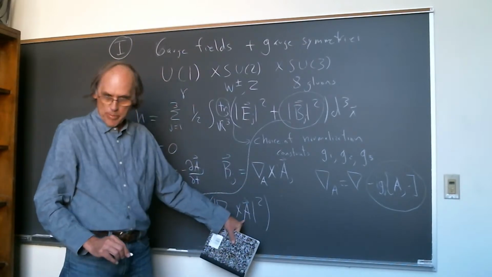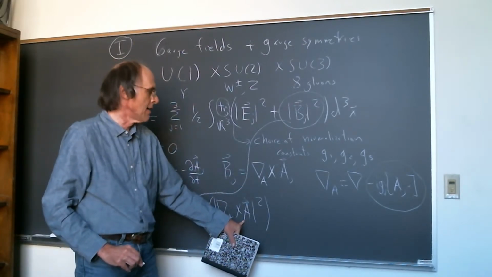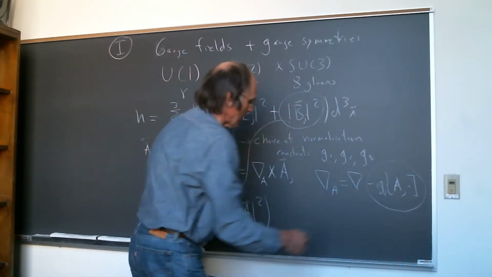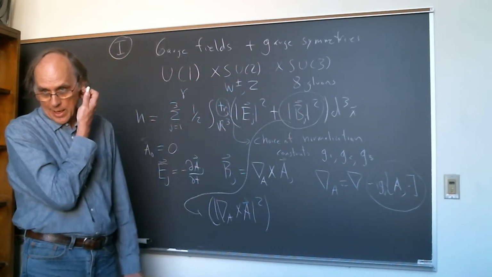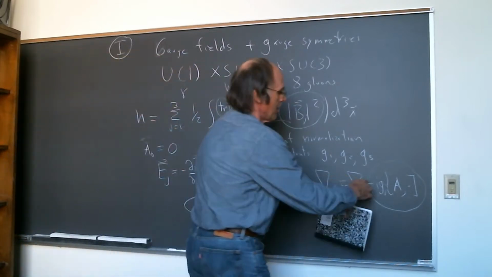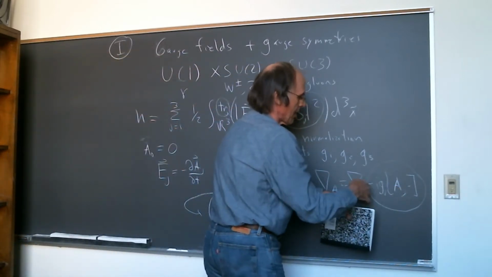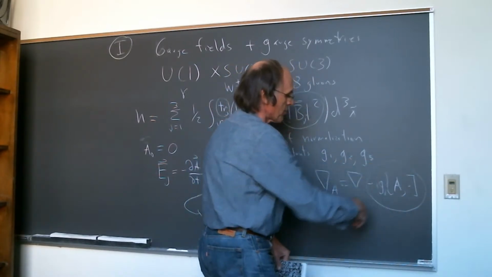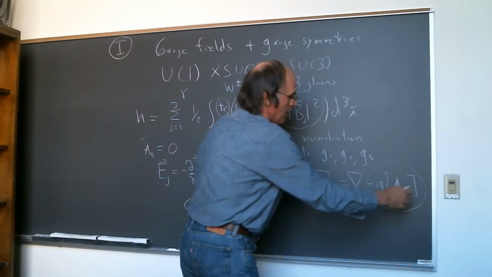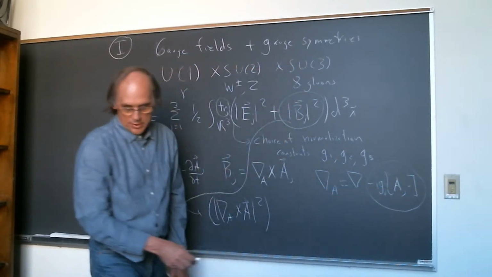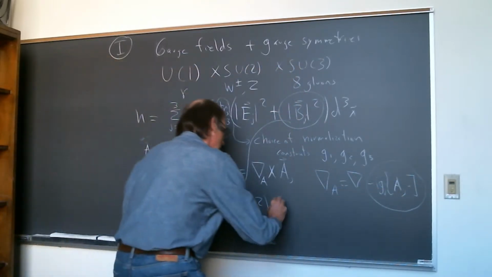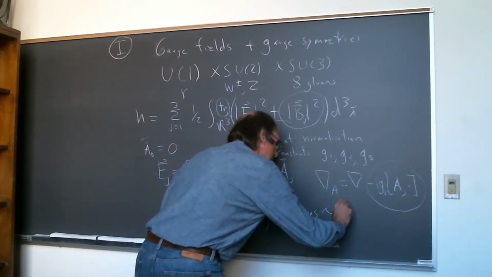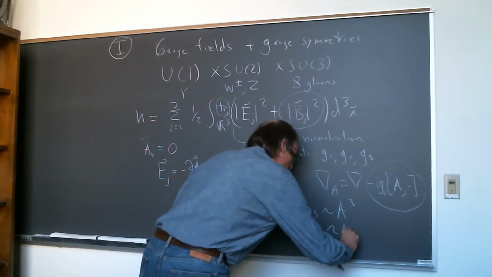So this term has pieces that are quadratic in the A, but it also has pieces that are cubic in the A and also quartic in the A. Because this is acting on an A and then you're squaring it, the cross terms are cubic and the square term involving this is quartic. So this has terms that go as A cubed and A to the 4th.